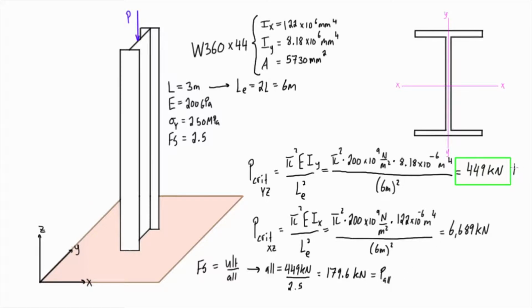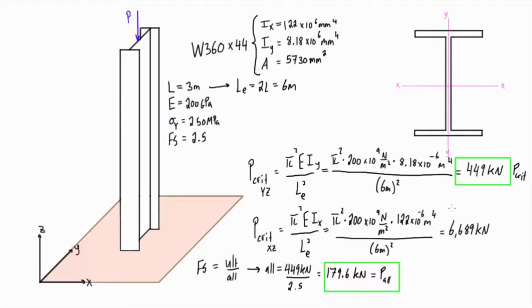This was P crit, and there we go. Let's throw a box around that guy too. Oops, not a straight line. We want a box. Boom, like that. All right, so we found our actual P critical. We found our P allowable.